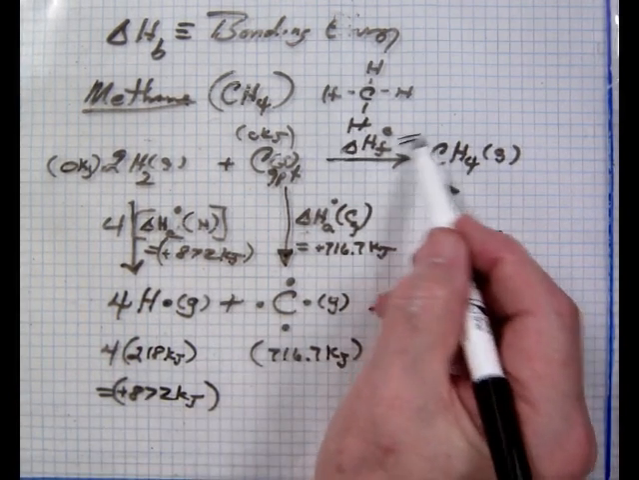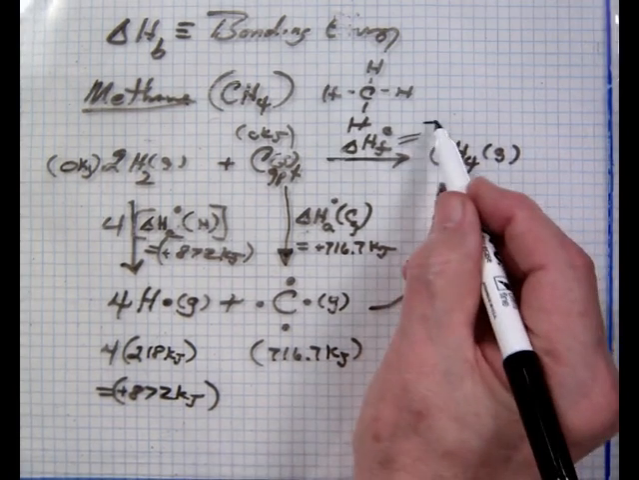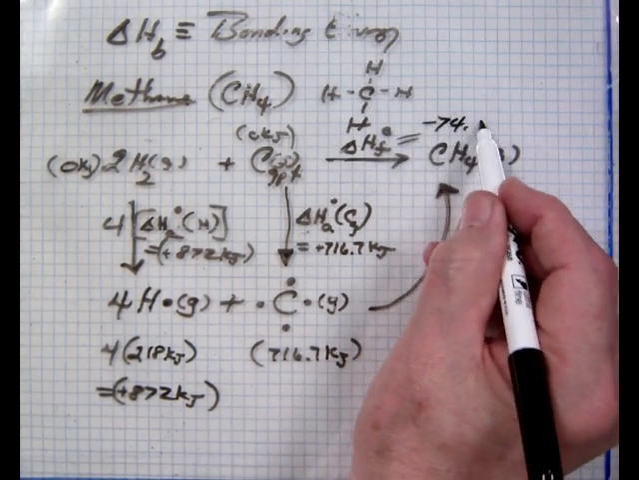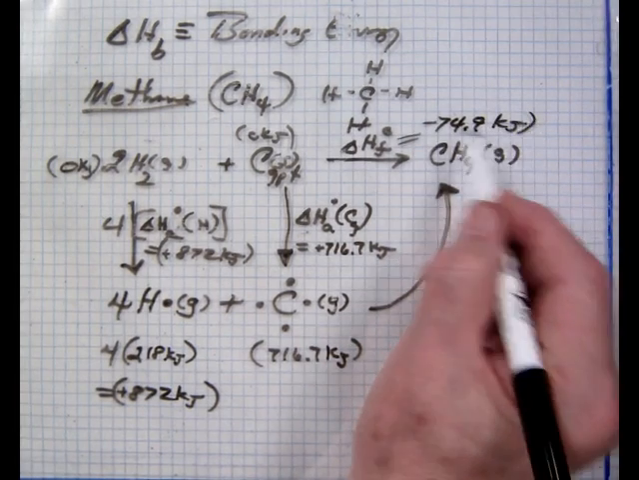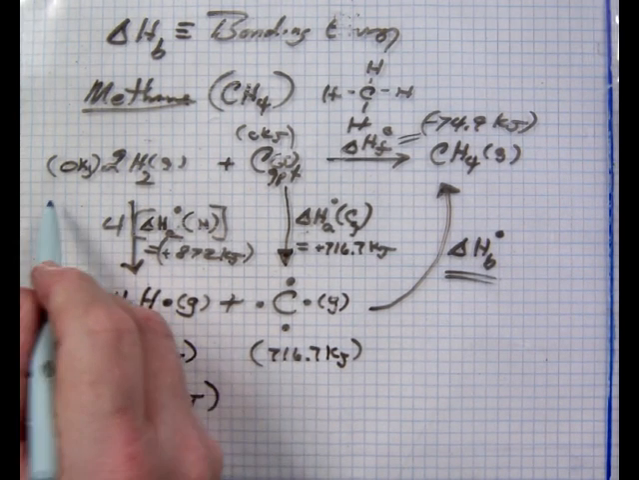The heat of formation is standard, and for methane it is minus 74.9 kilojoules per mole. And we only have 1 mole involved in this. Okay, we have everything we need to calculate bonding energy.